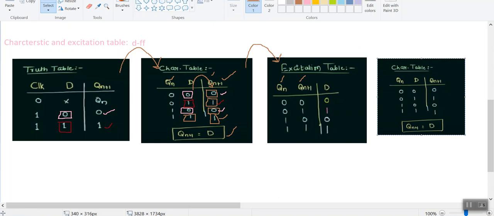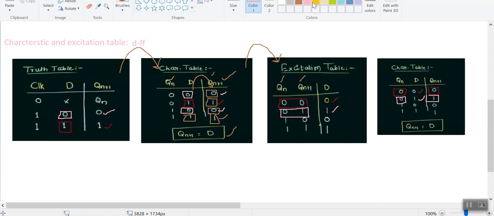Here, when my Qn is equal to 0 and Qn+1 is equal to 0, I am showing it with one color. Qn is 0 and Qn+1 is also 0, therefore my output is 0. In the next case, when Qn and Qn+1 are in the 01 condition, Qn is 0 and Qn+1 is 1. In this condition my output is 1, so I have written my output as 1.